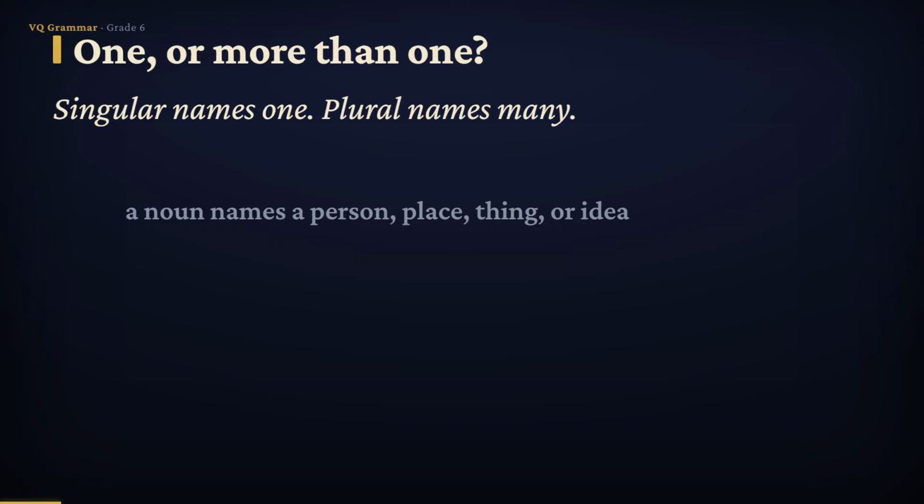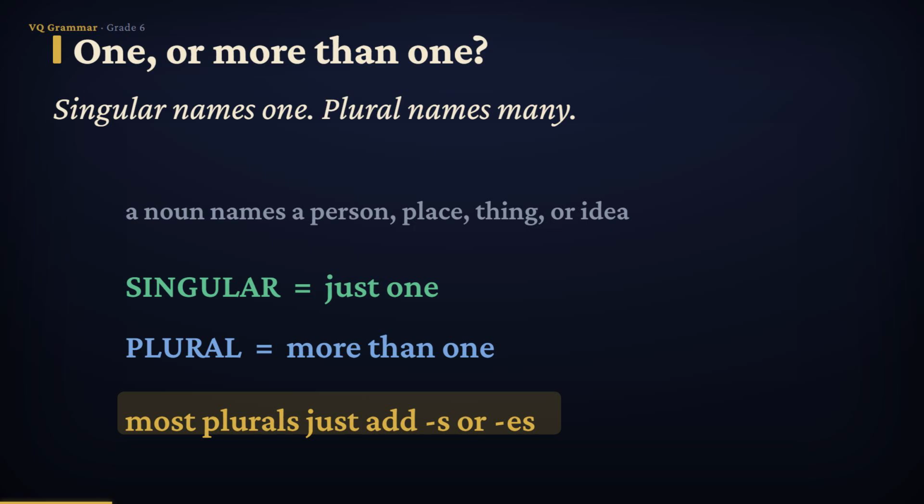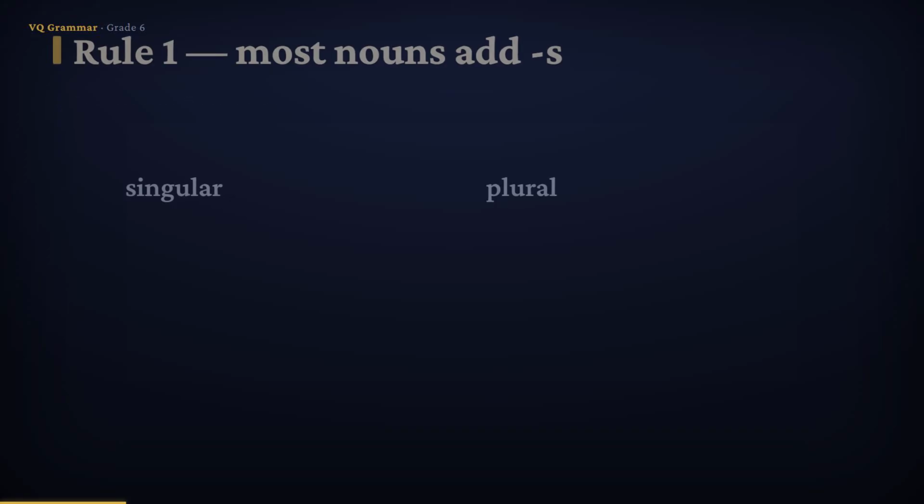First, a quick reminder. A noun names a person, a place, a thing, or an idea. Now, every noun comes in two flavors. A singular noun names just one thing, like one cat or one city. A plural noun names more than one, like two cats or many cities. Most of the time, turning a singular into a plural is easy. You simply add an S or an ES to the end. But a few nouns need special handling, so let's walk through the rules one by one.